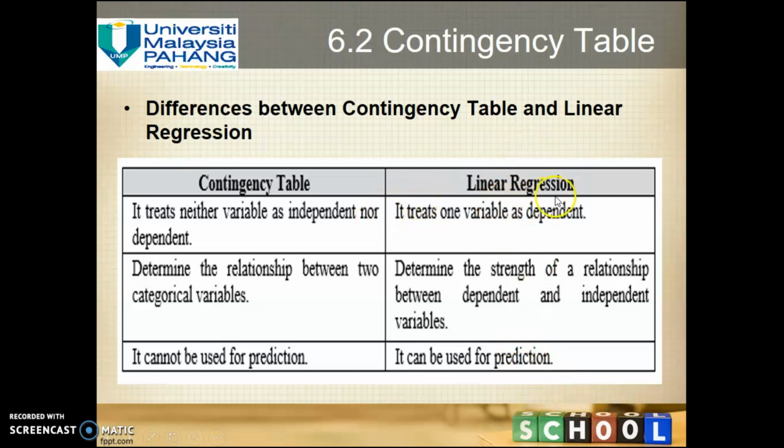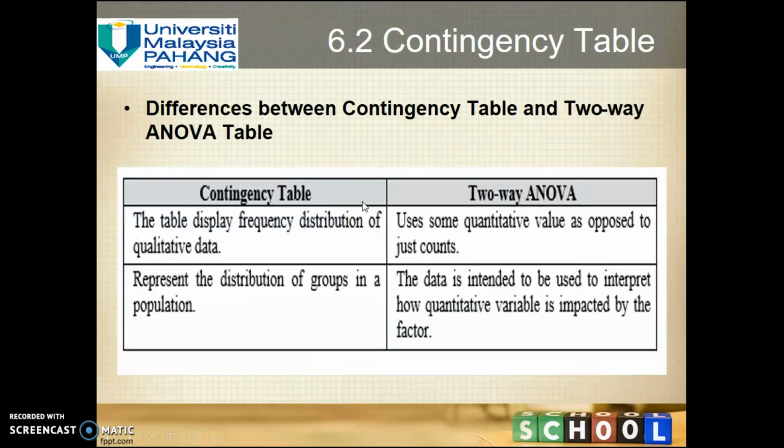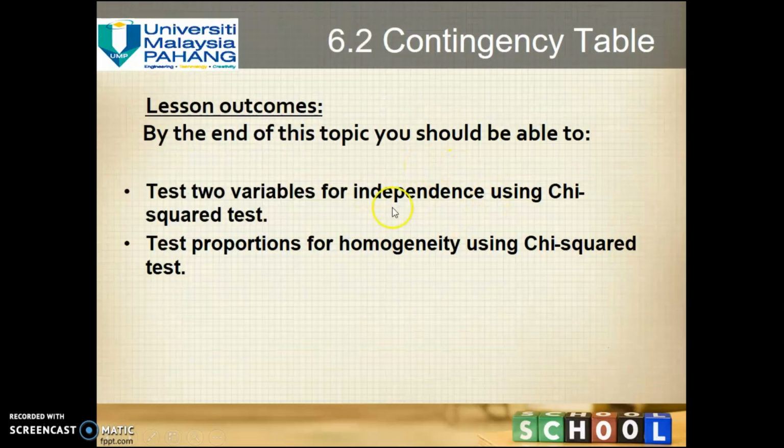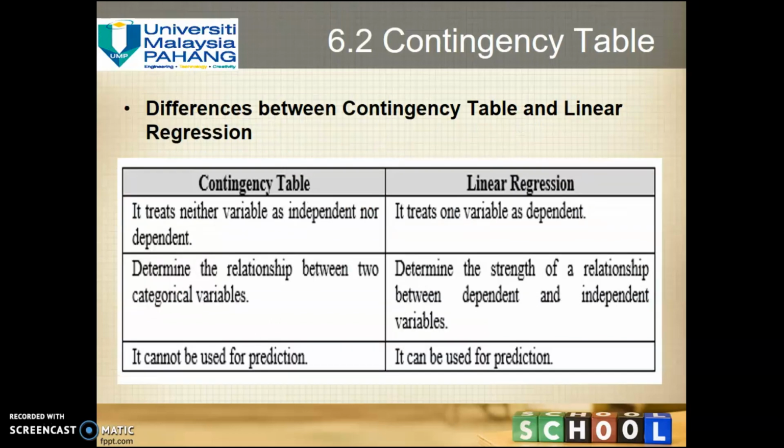So why do we compare with linear regression? Because based on the contingency table, we also test for independence. So the independence here means the relationship between the row variable and the column variable. That's why we compare with linear regression, because linear regression is about relationship. But linear regression we can use for prediction, but the contingency table we cannot use for prediction. So that's a significant difference.